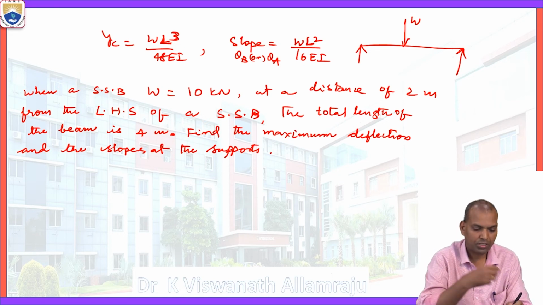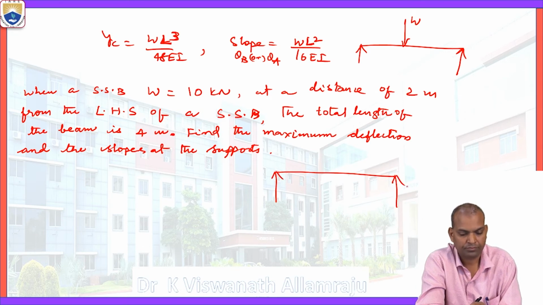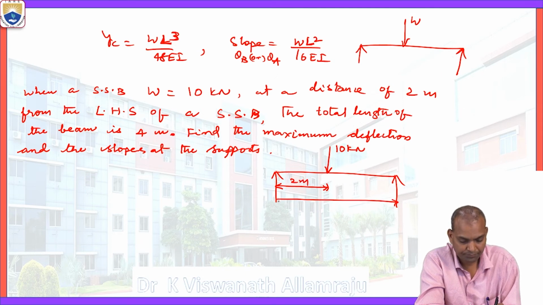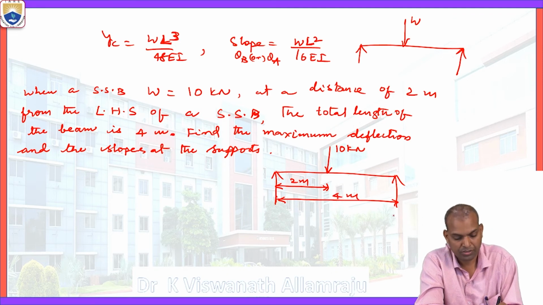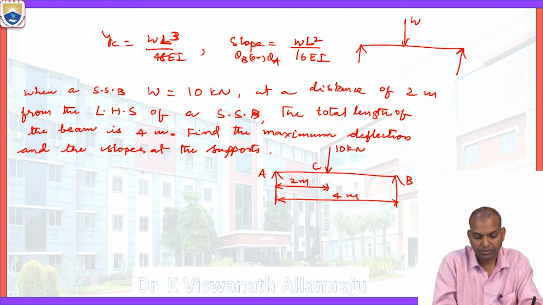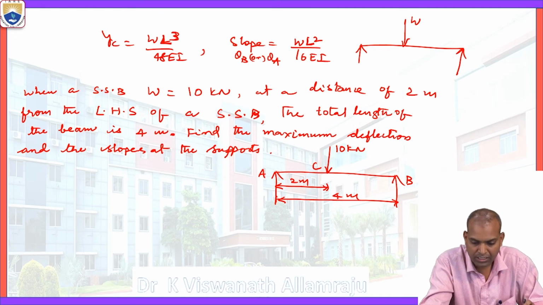So here, how to start this problem? The point load is acting on the simply supported beam, 10 kilonewtons, acting 2 meters from the left hand support, and the total span of the beam is 4 meters. So mark the supports A, B, and the point load is acting at the midpoint, 2 meters. And one more thing, the material and the section of the beam are not mentioned. So here we'll get the values in terms of EI.